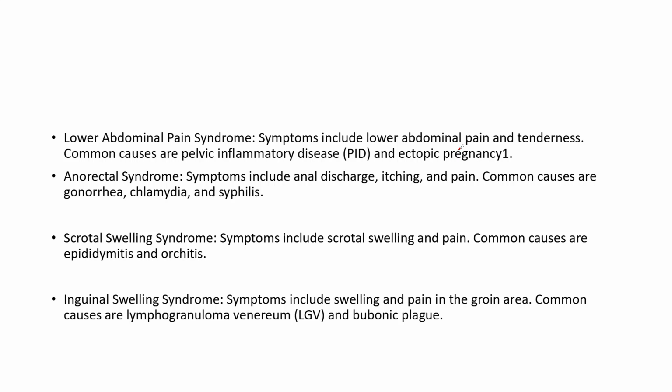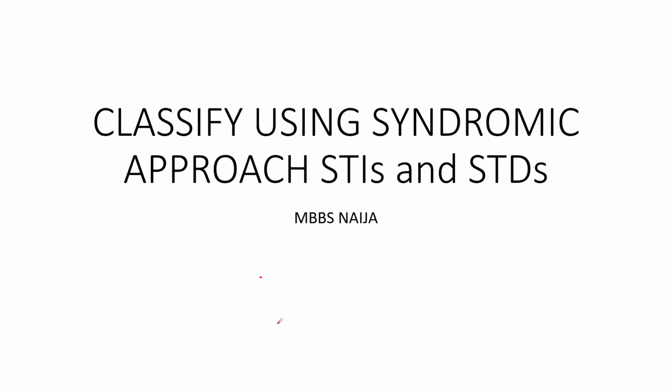scrotal swelling syndrome. Down there, there are swellings in the scrotum. Inguinal swelling syndrome. Down there, there's swelling and pain in the groin. Okay. Common causes are what? Lymphogranuloma venereum and bubonic plague. Okay. So you guys, that's it for using the syndromic approach. Classification of STIs and STDs using the syndromic approach.